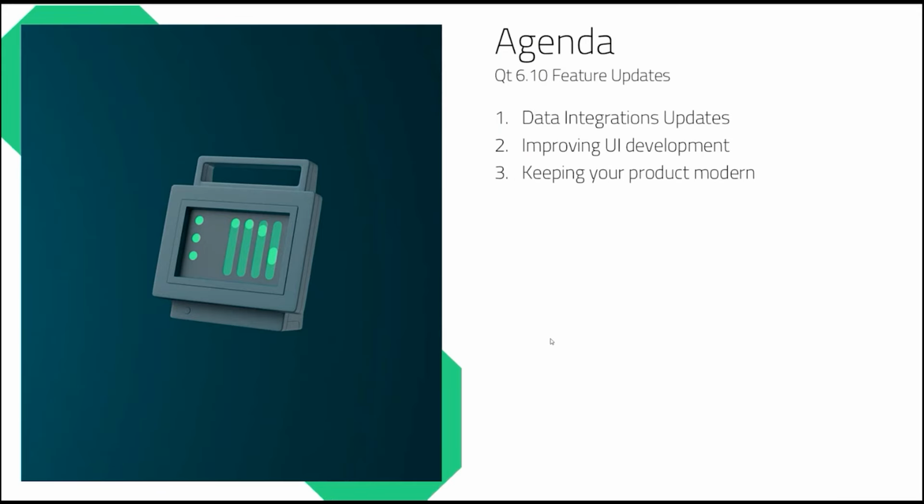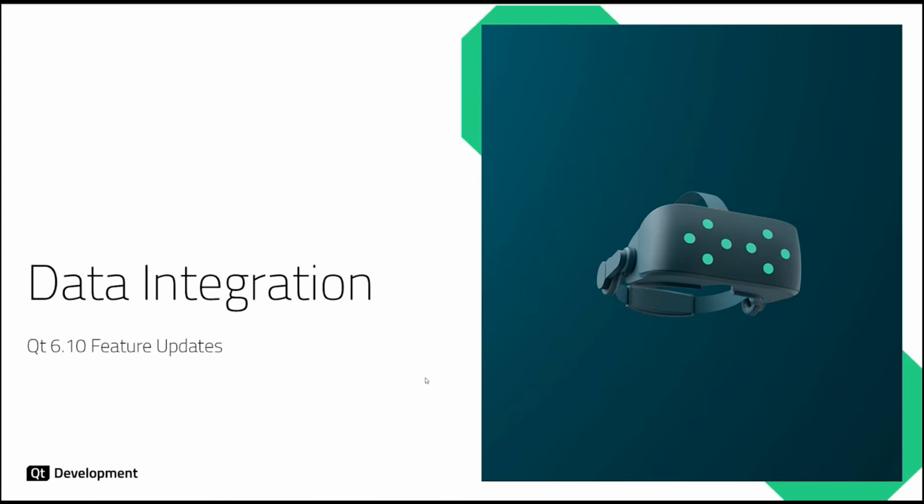So here we've got a little agenda for us. We've split this webinar into three main sections. First, talking about some data integration updates, then talk about some ways to improve your UI development, and then finally talking about ways to keep your product modern. So with that, we can jump right into our first topic, talking about data integration.